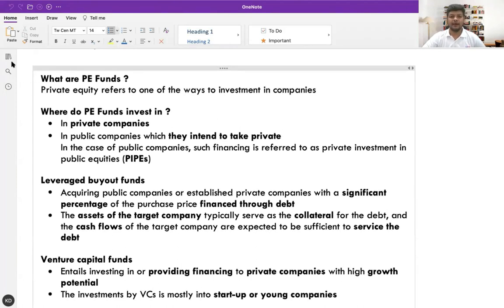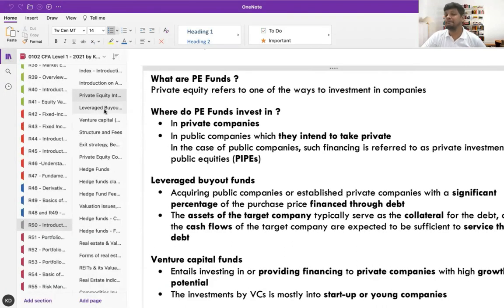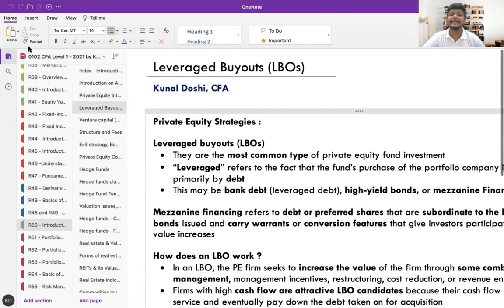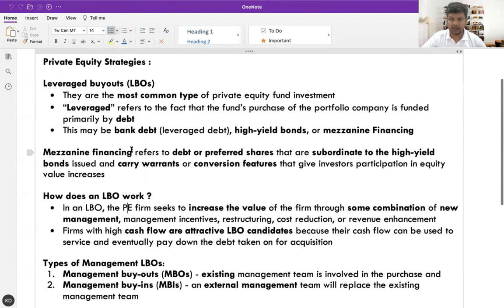Correct. Now, those are the different types of PE funds, but within the PE funds, now we will discuss in detail how exactly a leveraged buyout works. So again, one thing is common in a leveraged buyout: the fund is going to raise debt and then take over the company. The debt which is going to be raised, the objective is that we'll be able to pay this debt from the cash flows that we will be getting from this company.